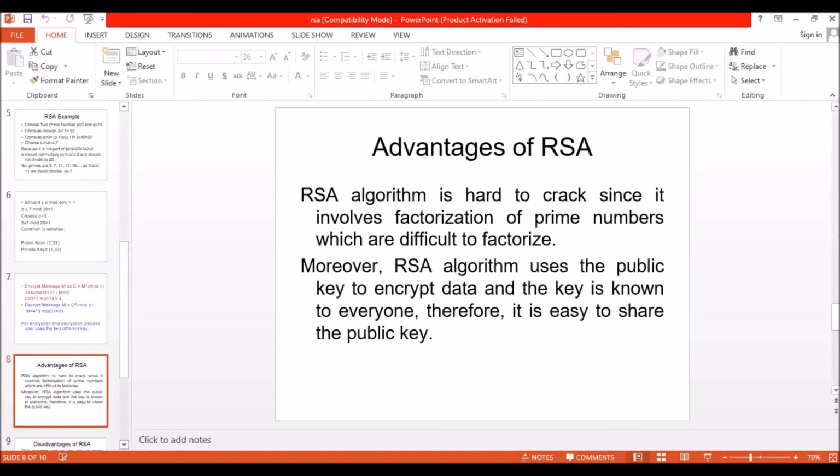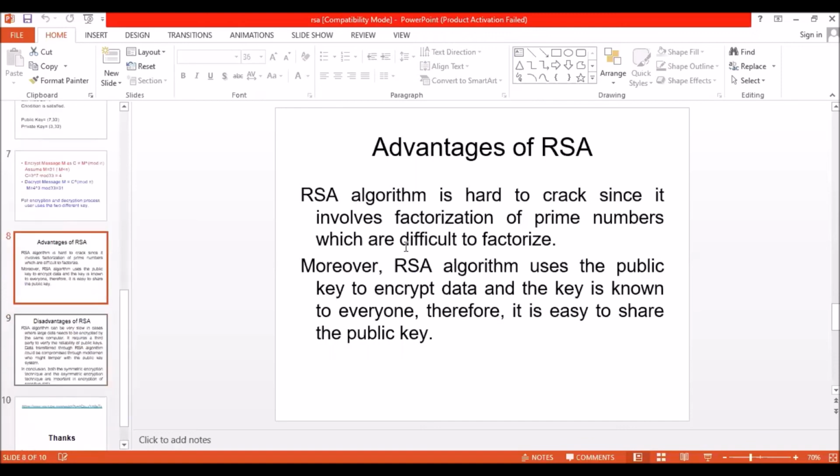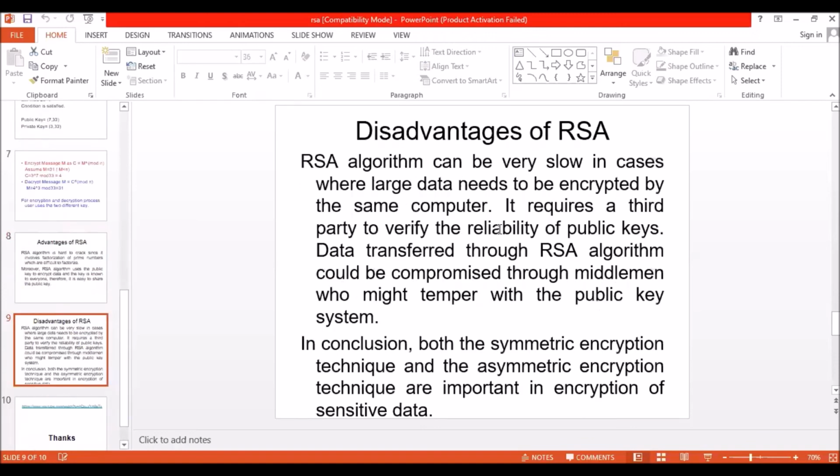After this, we discuss the disadvantages of the RSA algorithm. The RSA algorithm can be very slow where large data needs to be encrypted by the same computer. It requires a third party to verify the reliability of the public key. Data transfer through the RSA algorithm could be compromised through middlemen who might tamper with the public key system.